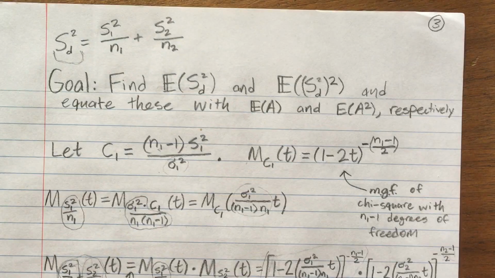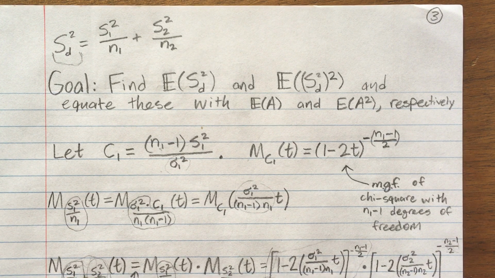All right, now comes the time when we're going to try to approximate SD squared, which is our estimate of the square of the standard error. We're going to approximate SD squared with a scaled chi-squared distribution, and remember, our scaled chi-squared distribution was just A. So we're going to equate the expected value of SD squared with the expected value of A, and the same for the second moment. Hopefully that will give us a good fit for SD squared.